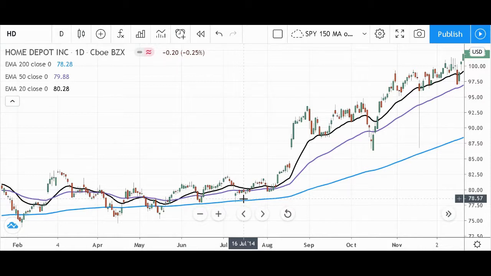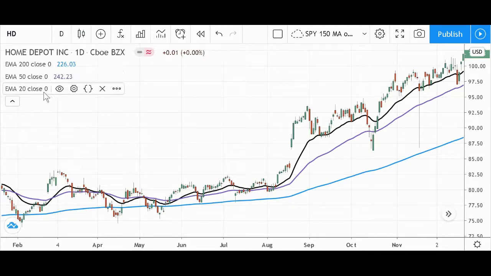Okay, so that is the angle. Then you want to look at number 2, the order. It's AOS, angle order separation. So what is order? Well, are the three lines in their proper order? They should be in numerical order. It should be 20, 50, 200. Or if you go backwards, 200, 50, 20. But it shouldn't be all mixed up.